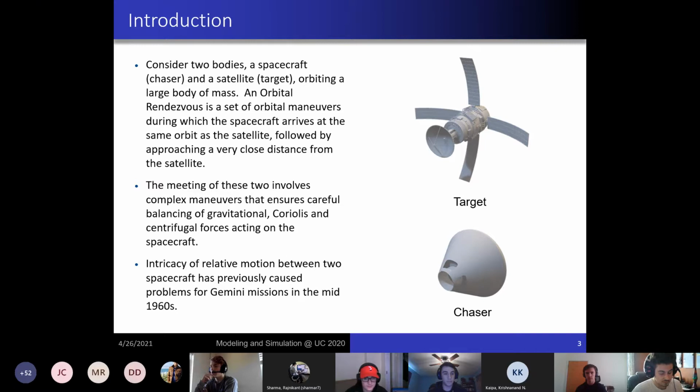And the meeting of these two involves very complex maneuvers that are an intricate balancing of gravitational, Coriolis, and centrifugal forces that are acting on the spacecraft. And this has caused problems in the past with the Gemini missions because they're so intricate and complex.